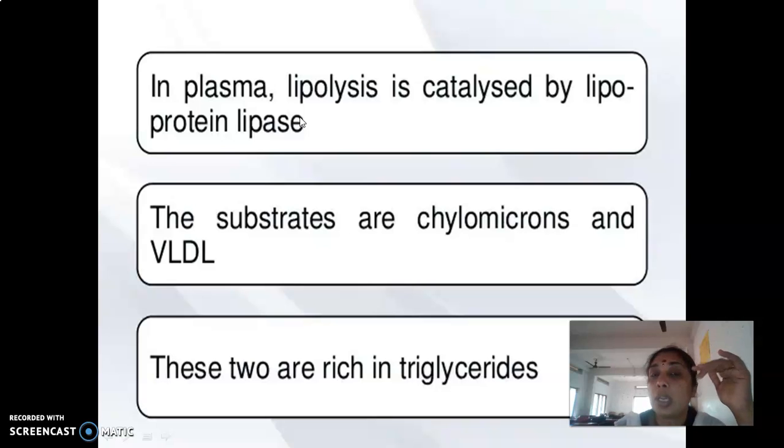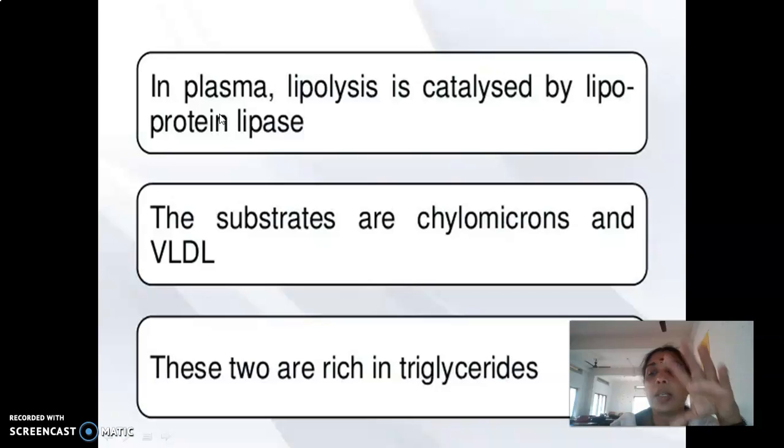If the lipolysis has to take place in blood, it is carried out by lipoprotein lipase, because in blood the lipids are in the form of lipoproteins. So we have to first break up the lipoprotein. Proteins encapsulate lipids because lipids are insoluble. So the insoluble lipid is enveloped by soluble proteins. So the protein layer has to be broken up first, and that breakage is carried out by lipoprotein lipase. So that's the basic difference between the two types of lipases.